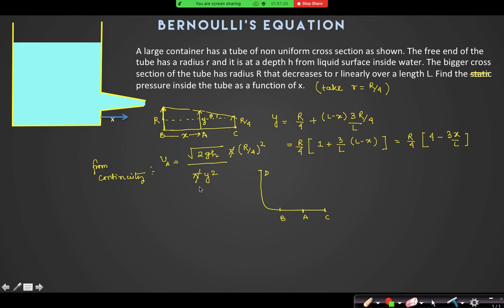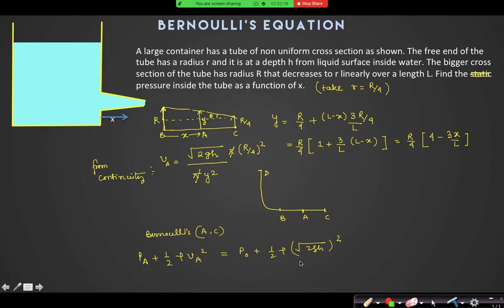Then I can find what is asked. The question is asking to find the pressure as a function of x. So what is the pressure at point A? Now can I use Bernoulli at A and C? You can also apply at D and A, no problem. At A and C, I say PA plus half rho VA square is equal to P naught plus rho gh, where rho gh is the half rho V square basically, half rho into root 2gh square.